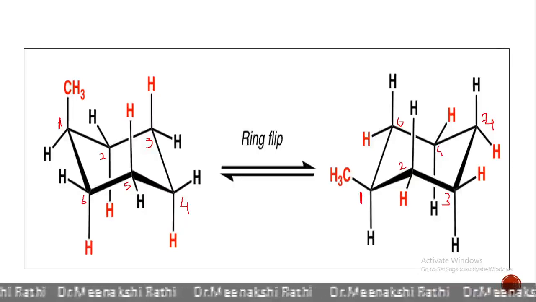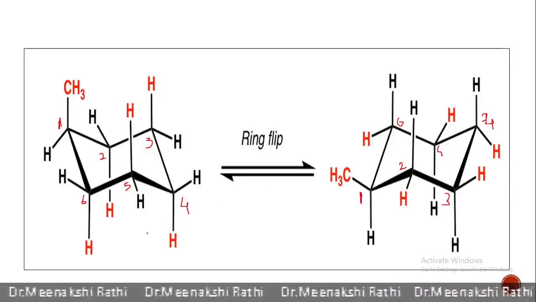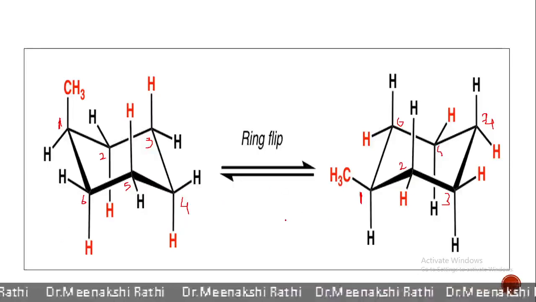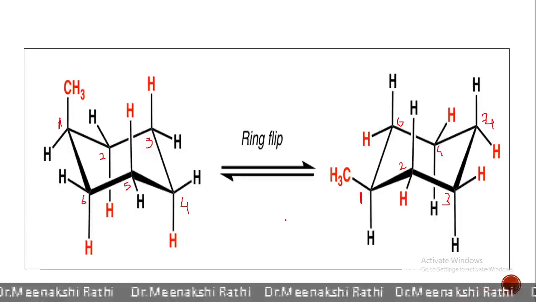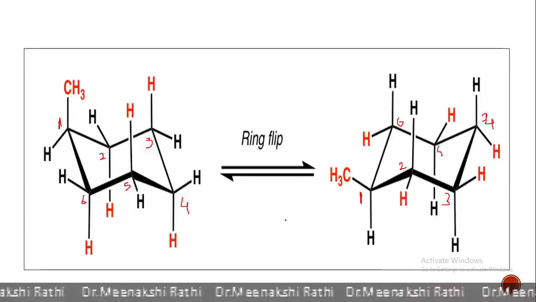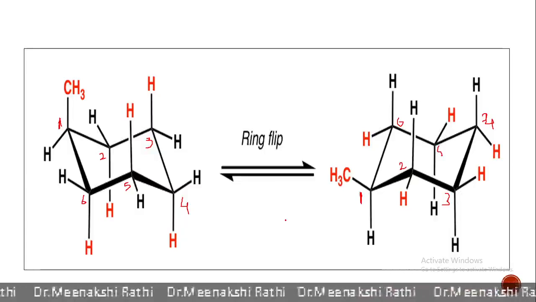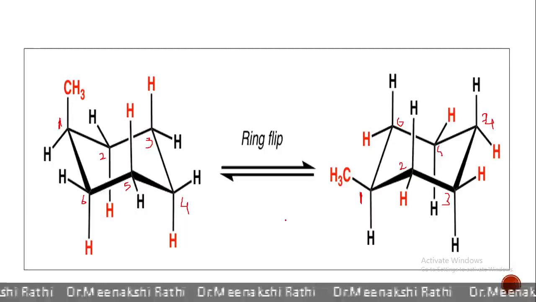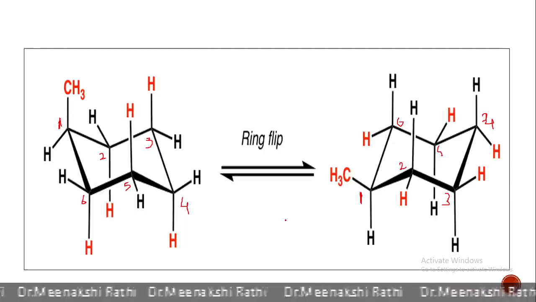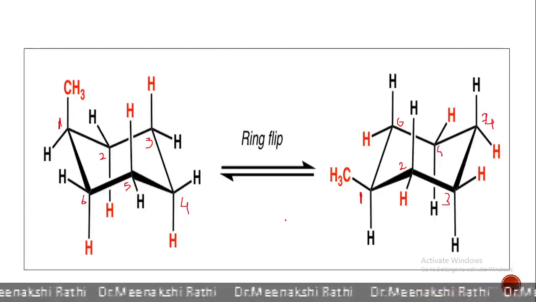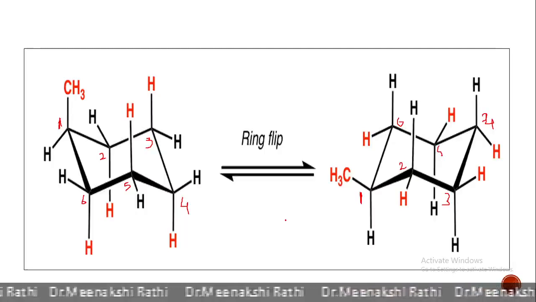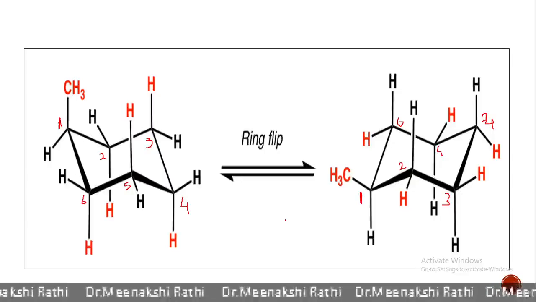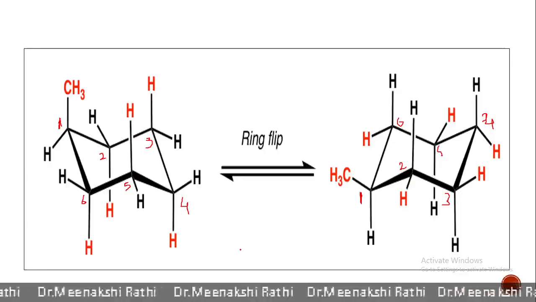These two are equivalent, these two are the same. Only thing, the carbon atoms above and below are different. So when one form of chair is converted into another chair, it is known as ring flip. But after ring flipping, the axial hydrogen becomes equatorial and equatorial hydrogen becomes axial hydrogen. That you need to remember.